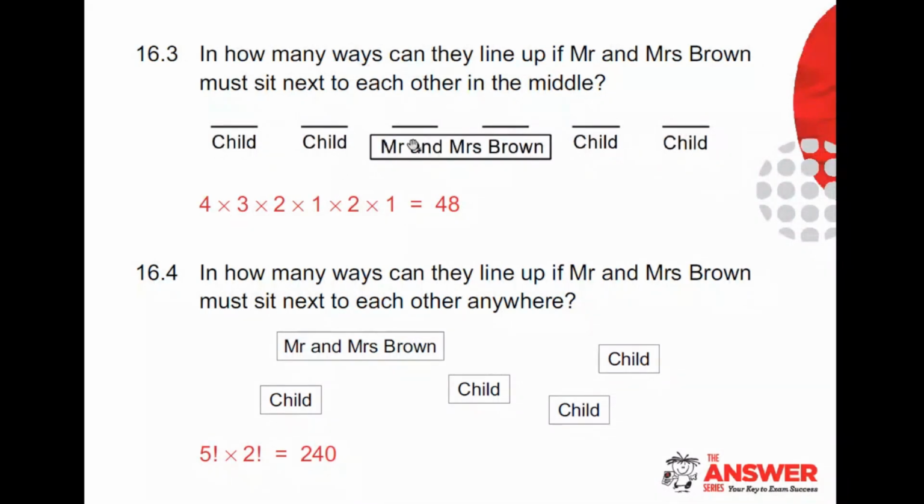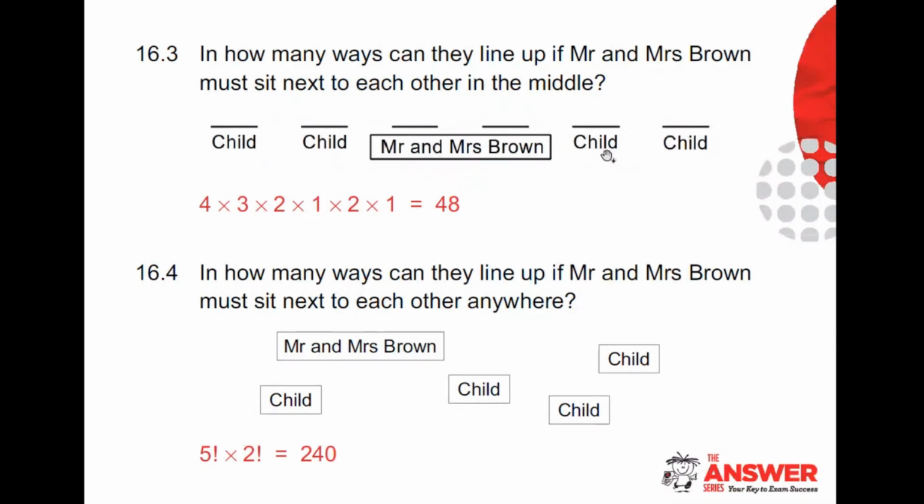Once a child is seated, how many can sit there? 3. How many people can sit here if it's got to be either Mr. or Mrs. Brown? 2. It's either Mr. or Mrs. How many people can sit here? Only 1, because one of the parents has already sat in a chair. So that's the other one.